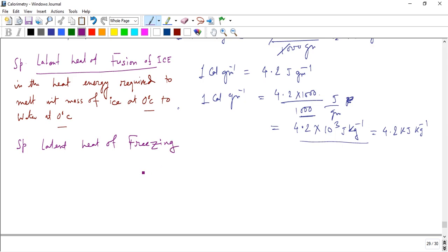Okay, freezing of ice. Similar condition here. Here, in water, heat energy is required for melting, but now heat energy is released. So heat energy is released, and the important change is that heat is released.